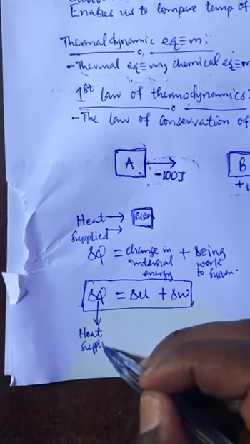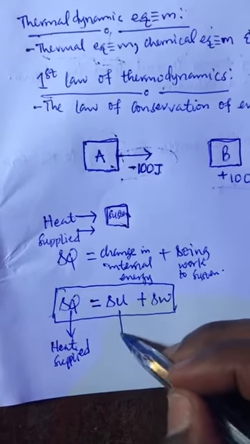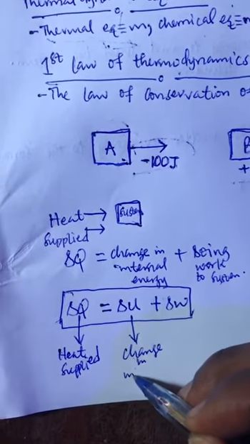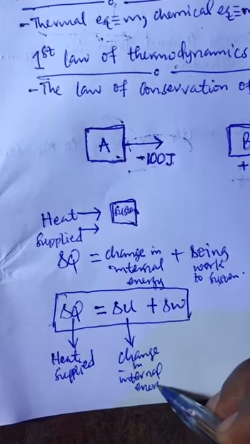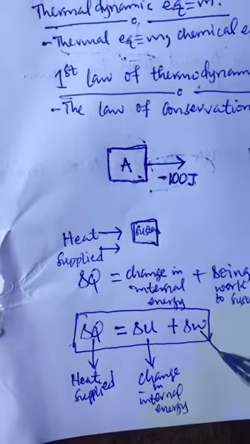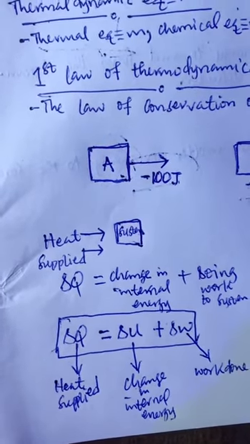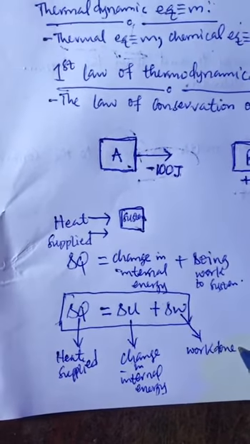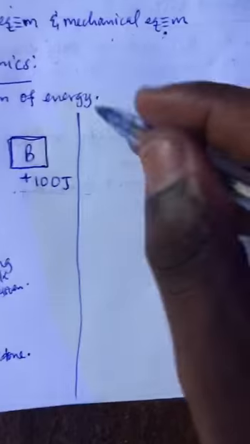Where Q is the quantity of heat supplied, U is the change in internal energy, and W is the work done. So basically, this is it. Now under this, we can look at what we call the sign convention.